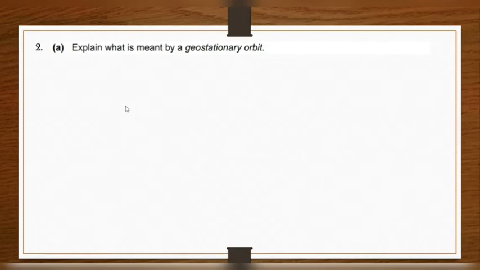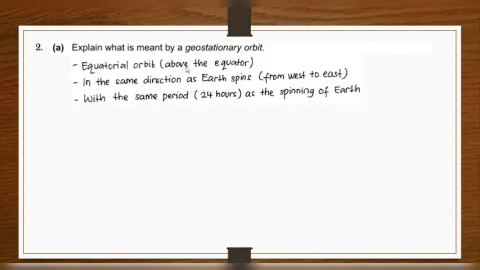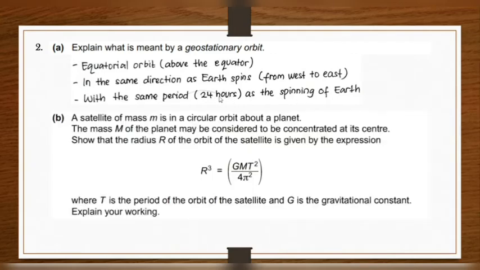Question 2. Explain what is meant by a geostationary orbit. A geostationary orbit is an orbit above the equator, or we call that an equatorial orbit. It is in the same direction as the Earth spins, from west to east, and has the same period as the spinning of Earth, which is 24 hours.